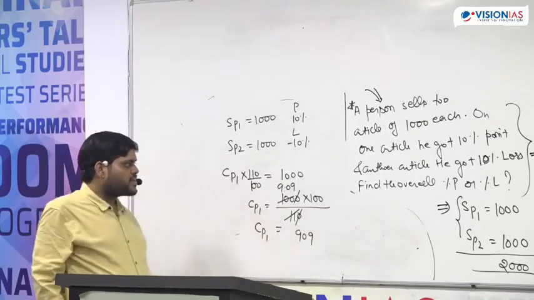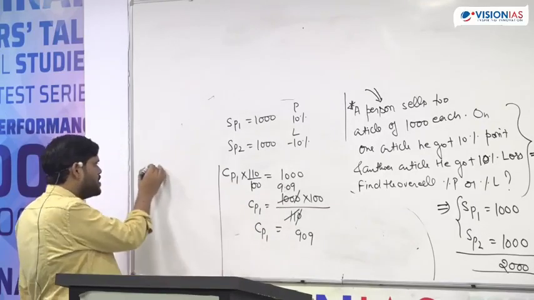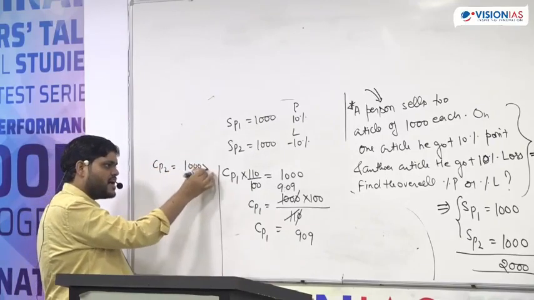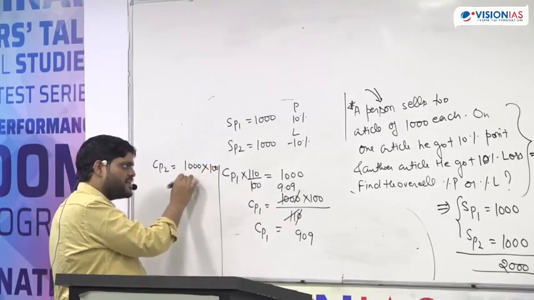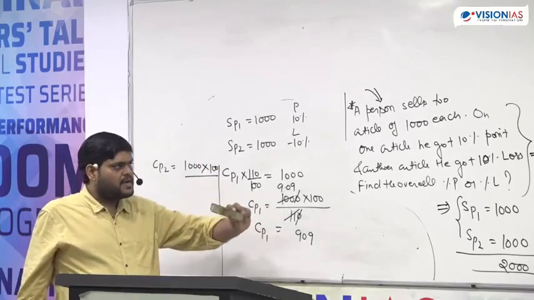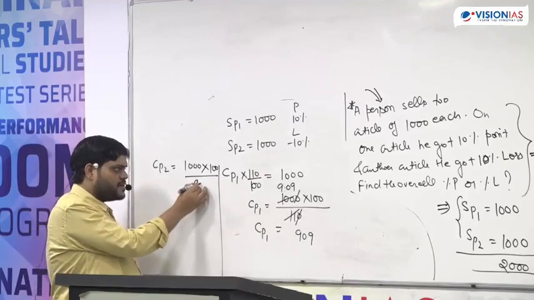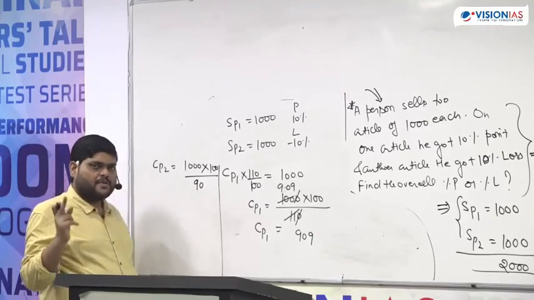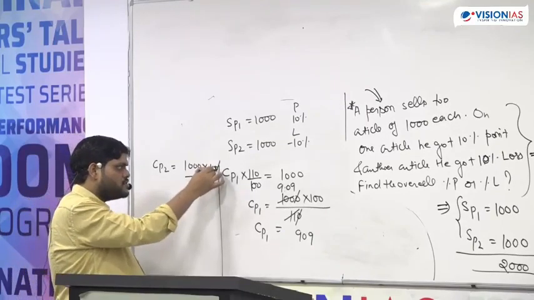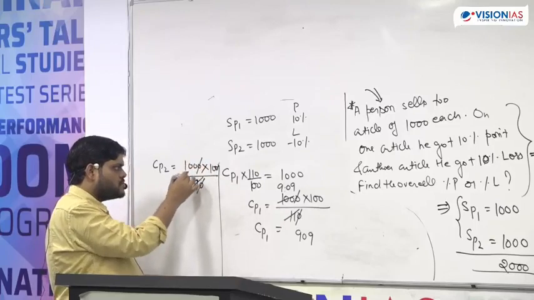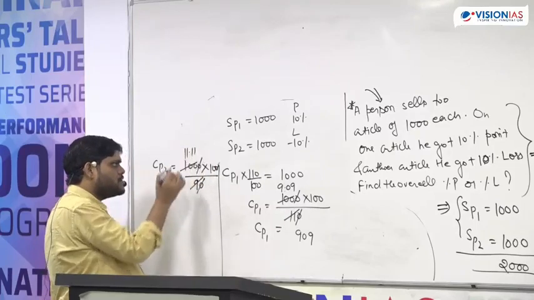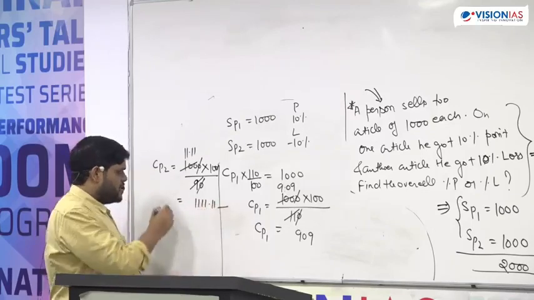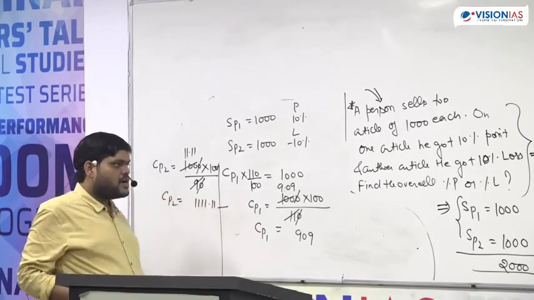CP1. What is your CP2? CP2 we can find out from here. Similarly, 1000 I am writing, 100 upon what will come? CP2 is this will become 90. And why 90? Because there was a 10% loss. One 1.11. This will go on like this. This will become CP2.